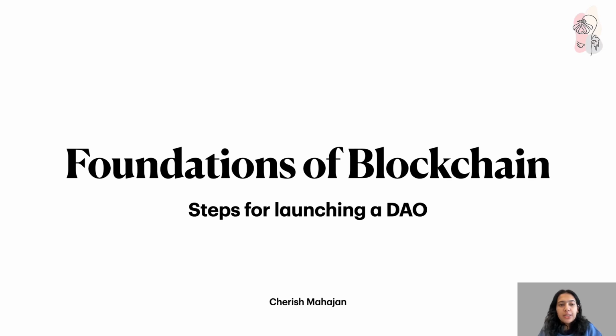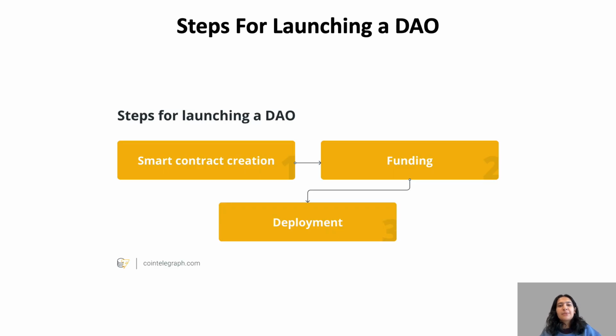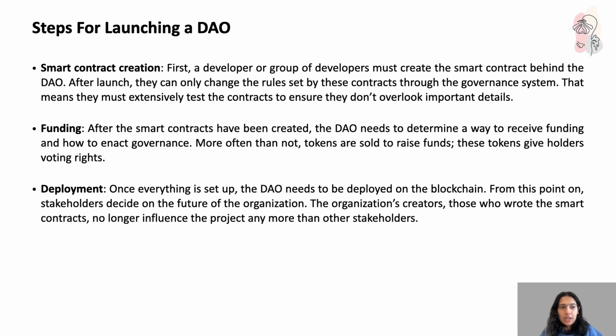Hello everyone. So in this video lecture, we're going to talk more about DAOs, steps for launching, and then some other concepts with respect to DAOs. So let's just dive right in. When I come to steps for launching a DAO, there are three major steps that we're going to cover, which starts with smart contract creation, goes up to funding, and then deployment. So let's just go through each step one by one.